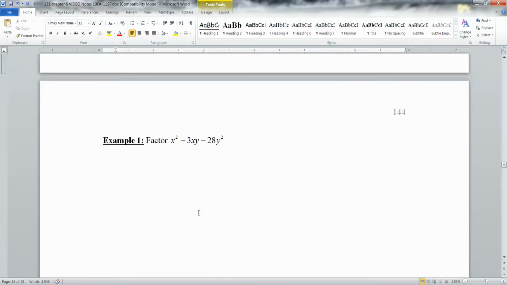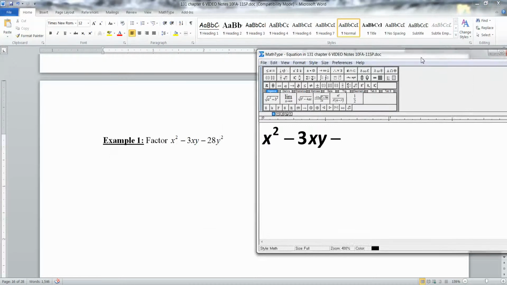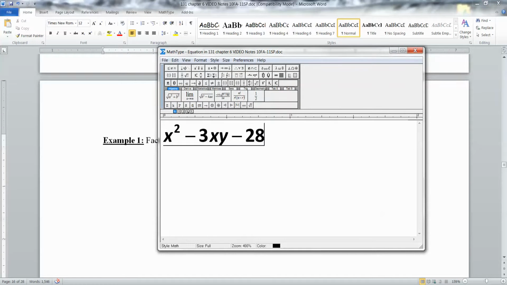Okay, let's try to get the next one done. So we're actually going to do an example. Now this one's a little bit harder because it has the y's in there. So you have x squared minus 3xy minus 28y squared. Now you're thinking, y's, how's that going to work? Well, very carefully. That's how it's going to work.